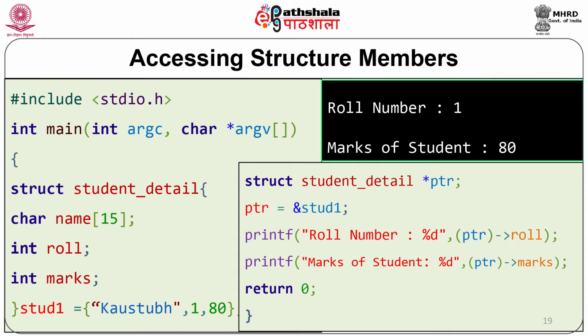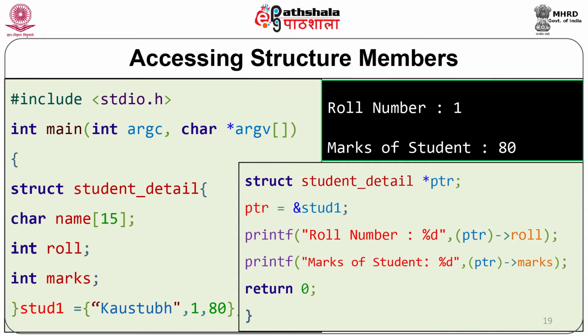You can see struct is the keyword for structure, student is the structure name, and there are various fields like name, roll, marks. Here we are creating a database of one of the students: student 1 equal to Kaustubh comma 1 comma 80. Here the student name is Kaustubh, roll number is 1 and his marks are 80. We can see we are using ptr equal to ampersand student 1.